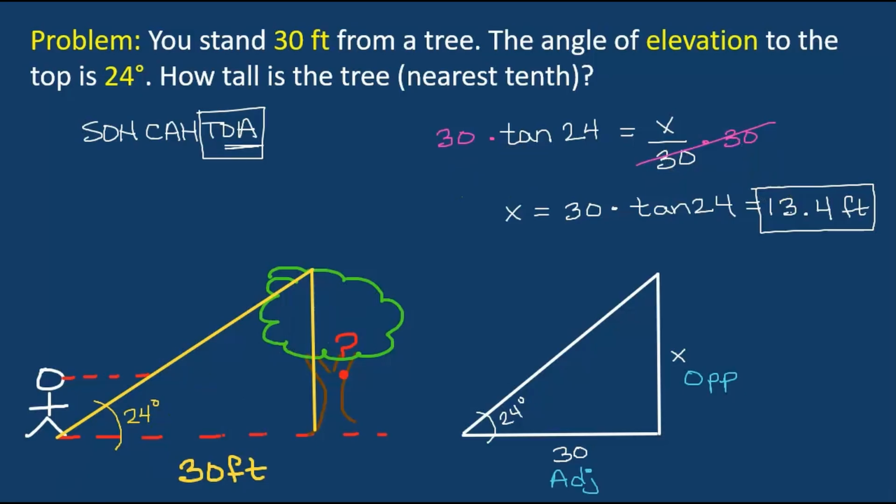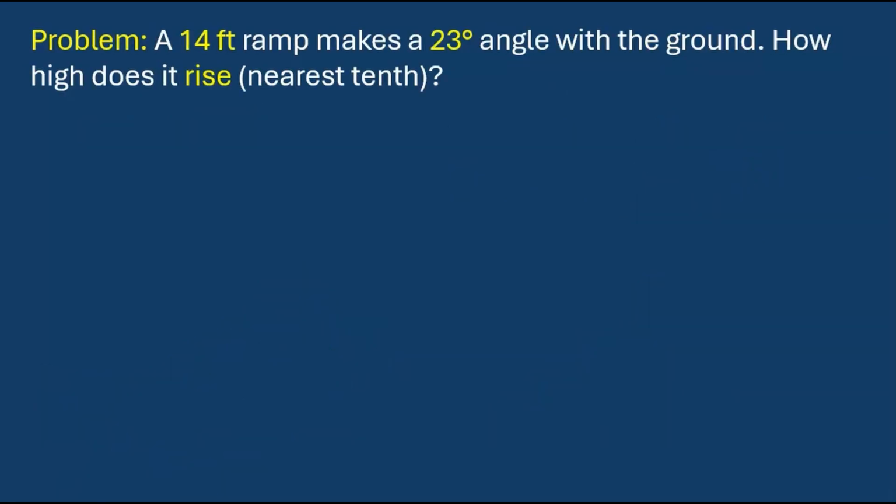Let's do another one. In this problem, we have a ramp. Remember that for ramps, the line of sight is going to also be the ground. This says that the ramp is 14 feet. So we can label 14 feet. It also says that it makes a 23-degree angle with the ground.